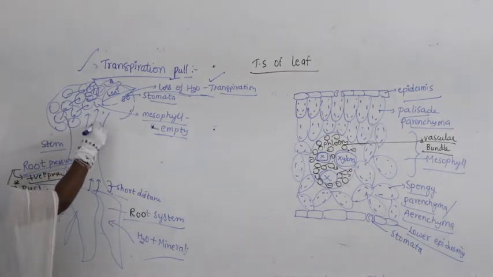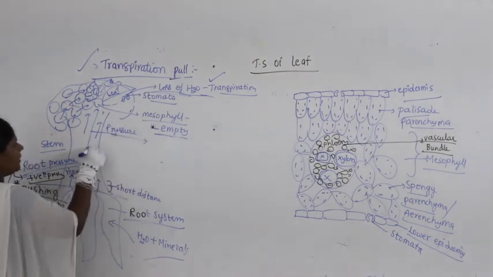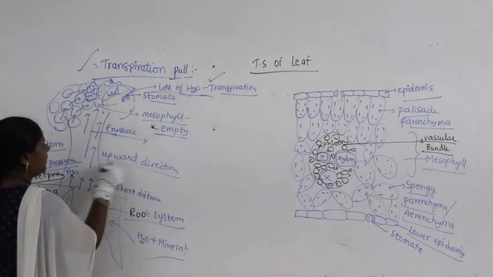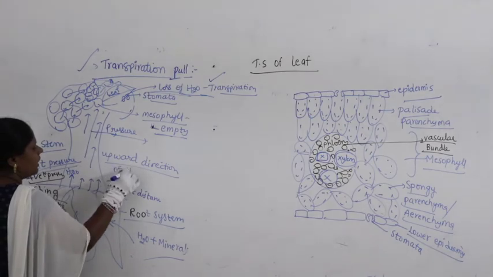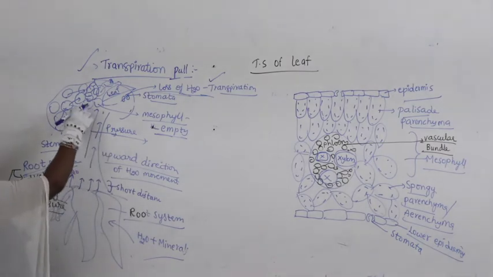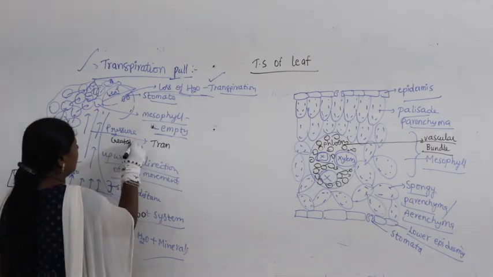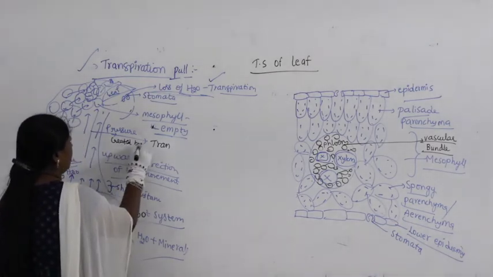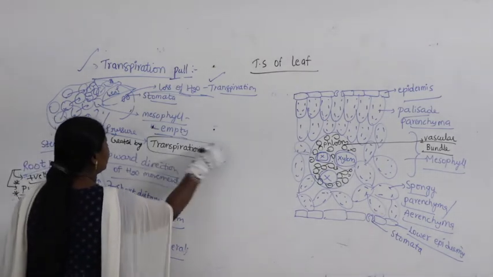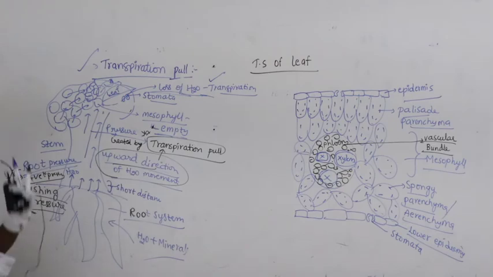Like that, they create a pressure. That pressure created here takes the water in the upward direction. The upward movement of water is taken care of by the pressure created by transpiration, and that pull is called transpiration pull. So the upward movement of water occurs by transpiration pull.